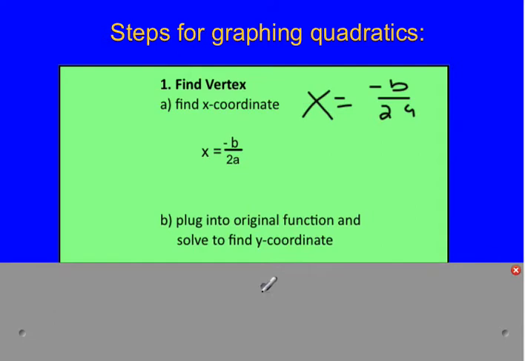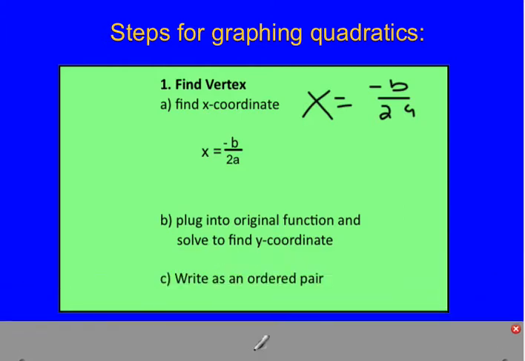So then your step B, or your next step of finding the vertex, is to plug it into the original function to get the y-coordinate. And this is stuff you were all doing on the previous note sheet, so hopefully this is kind of second nature to you at this point. And last but not least, you need to write your answer as an ordered pair. Okay, so that's your steps for finding a vertex.